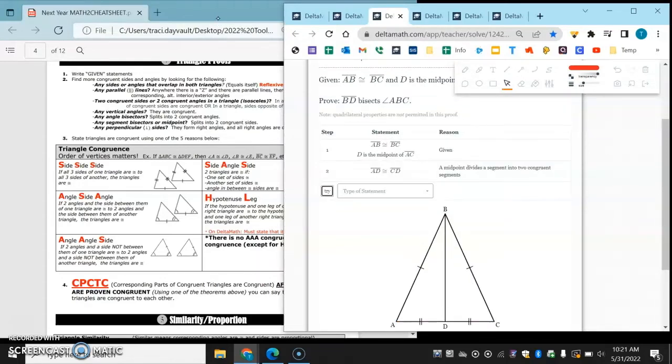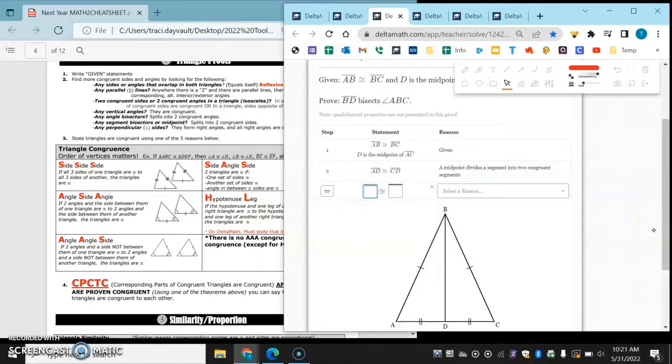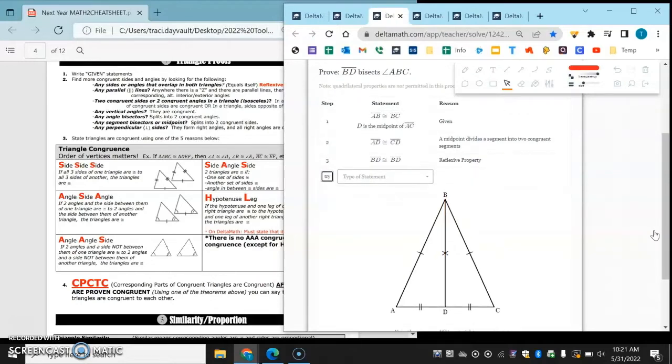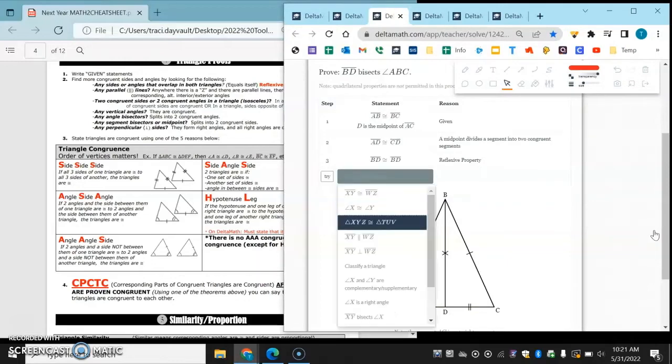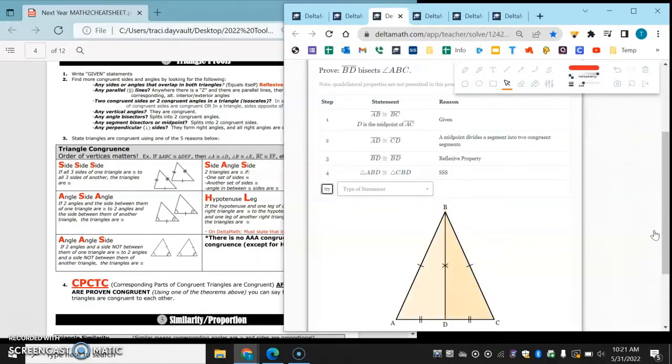We've now got two sides. Do we know any other angles or any other sides? We have BD is equal to itself because it is reflexive. BD equals itself because of that reflexive property. Now, do we have enough information to say these two triangles are congruent? Yes, we can say these two triangles are congruent. Triangle ABD and triangle CDB are congruent because of side, side, side. We have all sides and no angles.